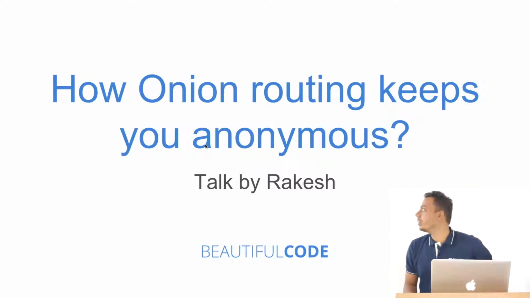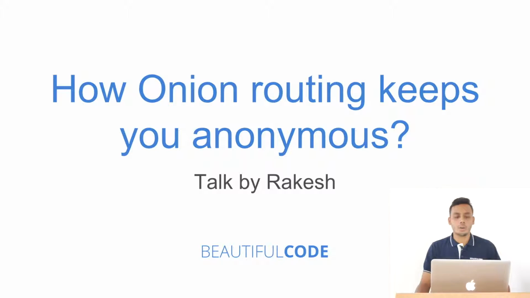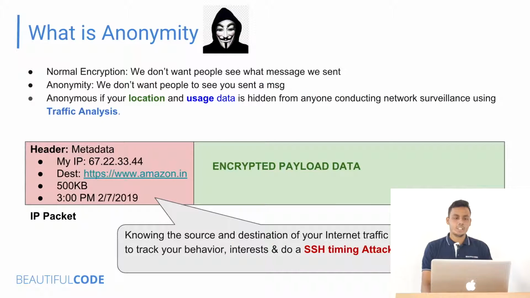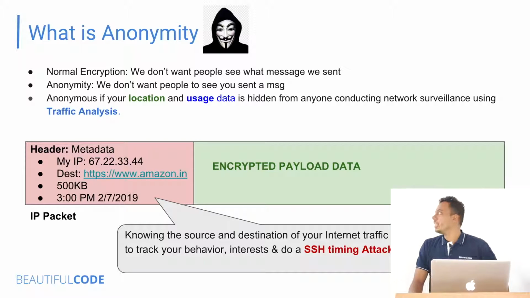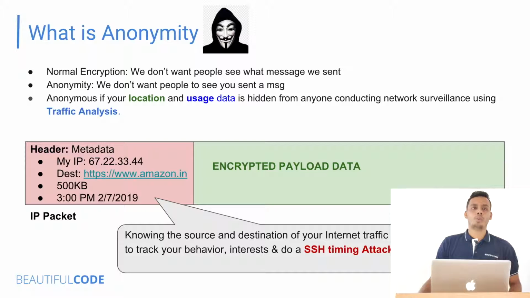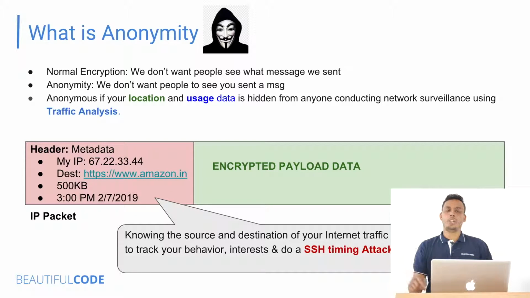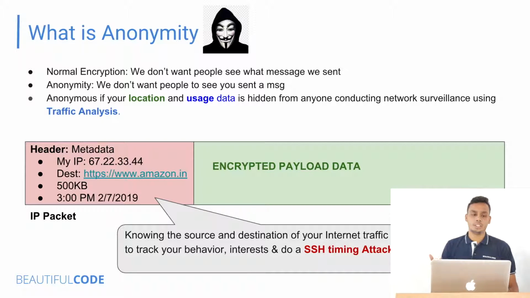So hey everyone, today I'm going to talk about how onion routing keeps you anonymous. Let's first talk about what anonymity is. There is a normal encryption layer. When you talk to somebody over a network, you don't want anybody snooping to read your messages, so you use HTTPS and encrypt your messages.